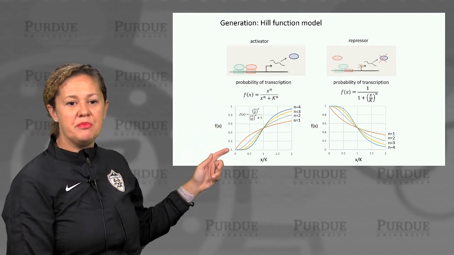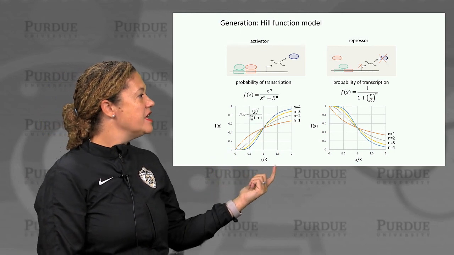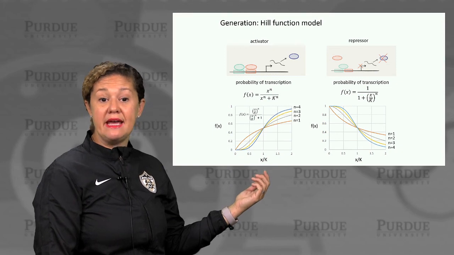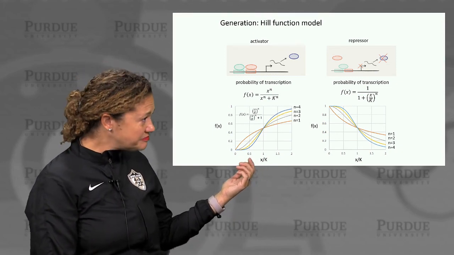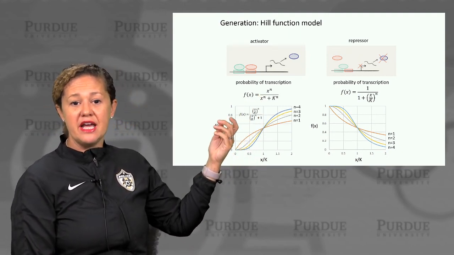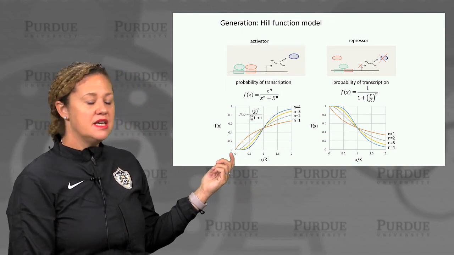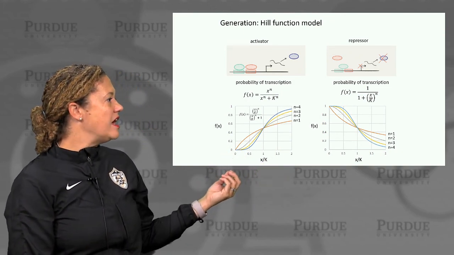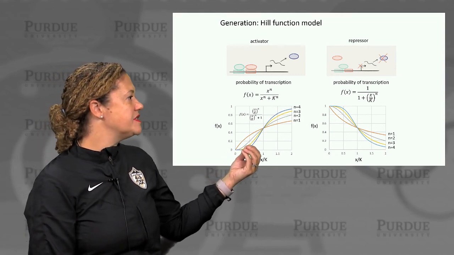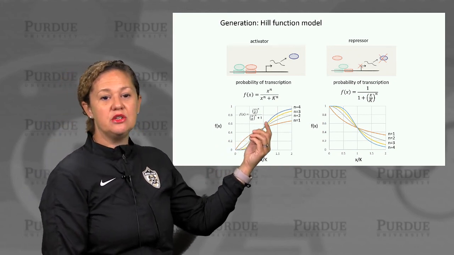So now we've got a probability that's varying between 0 and 1 as a function of the concentration of our transcription factor relative to this K parameter in our Hill function. And we've got this plot for 4 different levels of our N, our Hill coefficient. And you can see in this for activation, this makes sense. When X values are low, our probability is 0. And as X levels increase, the probability of transcription and expression increases.